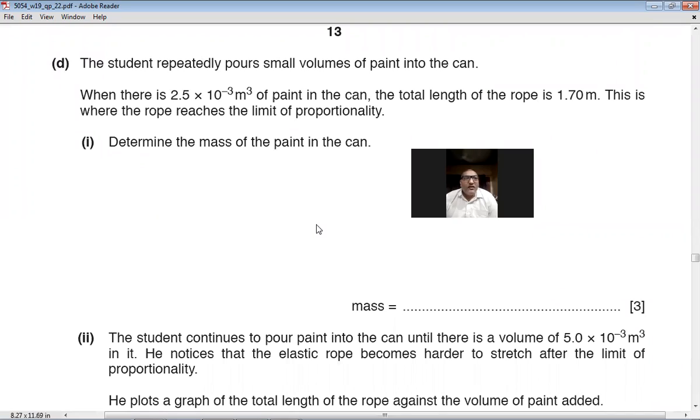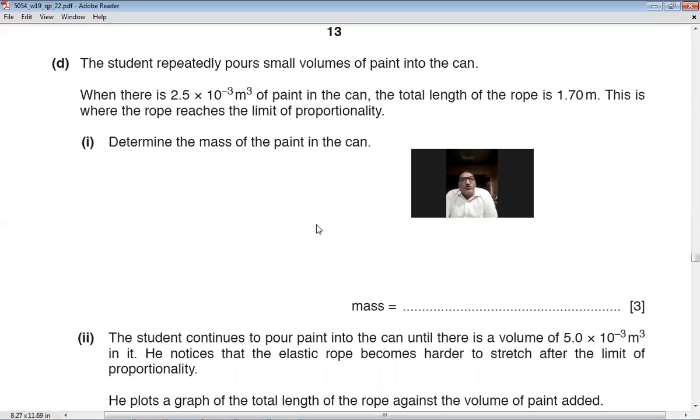The student repeatedly pours small volumes of paint into the can. When there is 2.5 times 10 to the power minus 3 meter cube of the paint in the can, the total length of the rope is 1.70 meter. This is where the rope reaches the limit of proportionality. Determine the mass of the paint in the can.